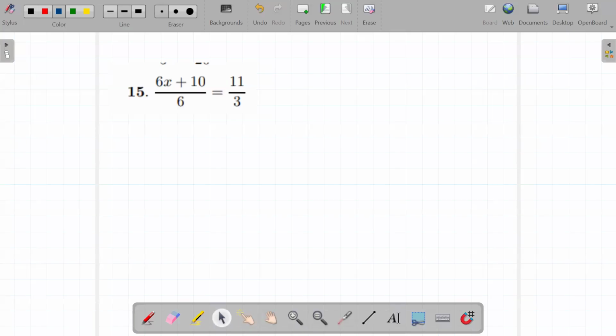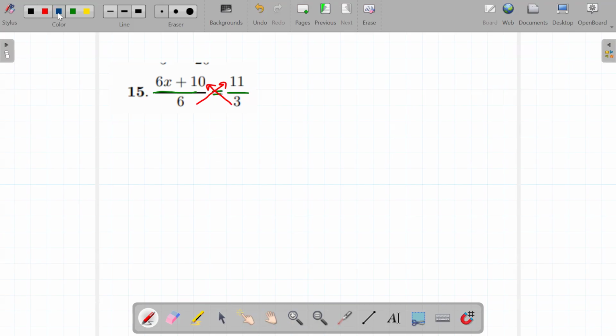So here we have a proportion, and a proportion is when you have two fractions that are set to be equal to each other. The standard way to solve a proportion is to cross multiply the denominators to the numerators. So that's the first step.